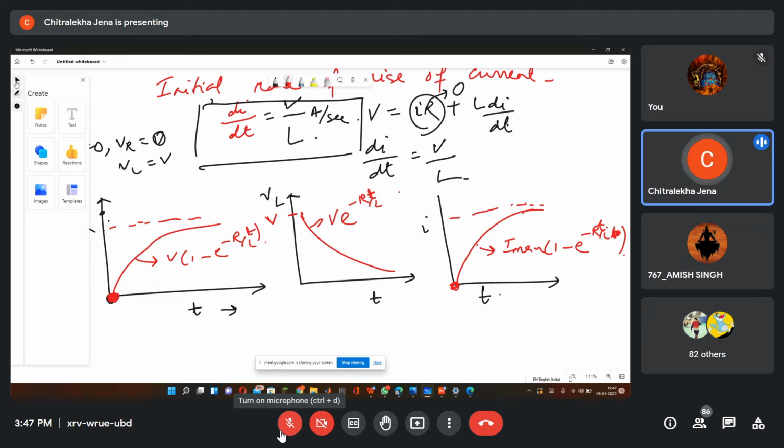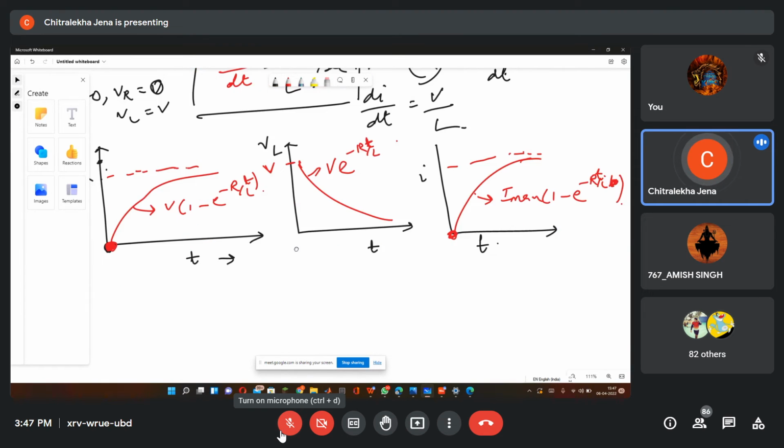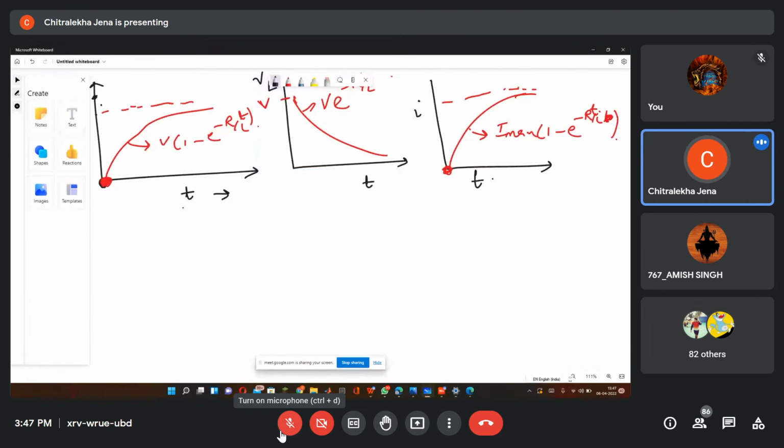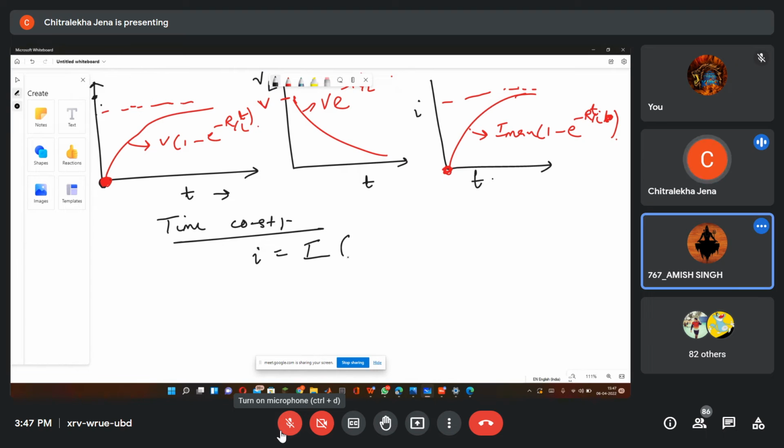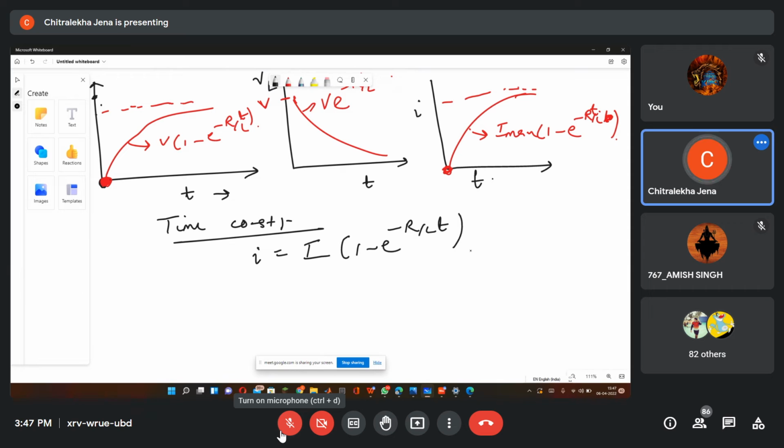Okay. So now come to time constant. Here we will define time constant. How will you define time constant? I is equal to how much? I maximum into 1 minus e to the power minus R by L into t. So you put t equal to lambda, where lambda is equal to L divided by R. This one you put.